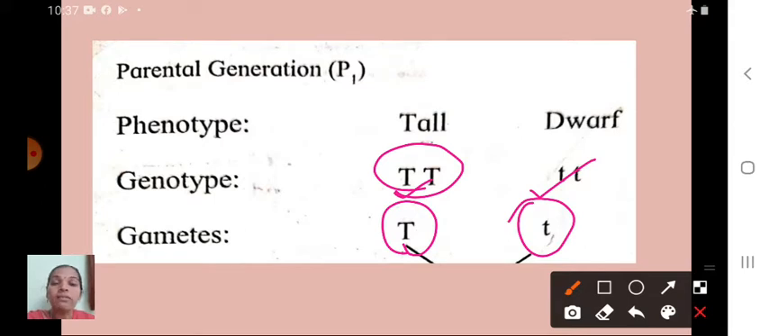Children, why did Mendel say that tall is the dominant character? When these gametes are fused, which kind of plants appear? Yes, tall plants. In the first generation, all plants were tall. So that's why Mendel said that between tall and dwarf, tall is the dominant.